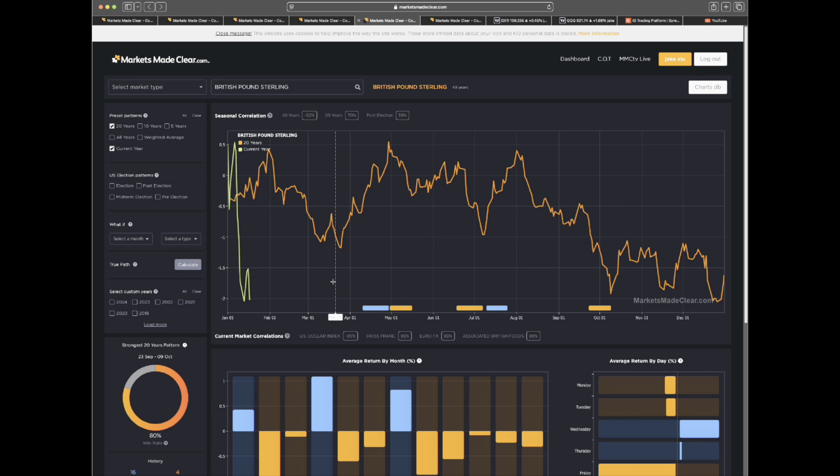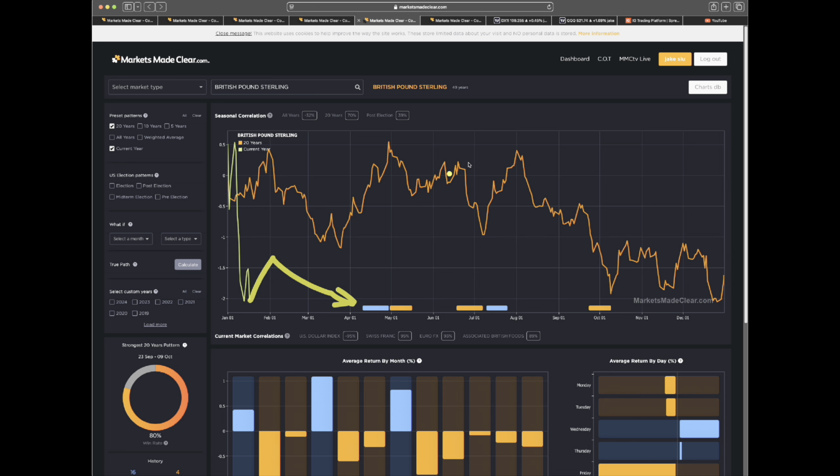But if you look at the British pound also, the seasonal data through my friend's website, marketmakeclear.com, you can see the 20 years suggest, which is a stronger correlation, 70% correlation on that. We should see a little fight back until February and then it drops. So I'm expecting a little bounce, okay, just a little bounce, and then this.